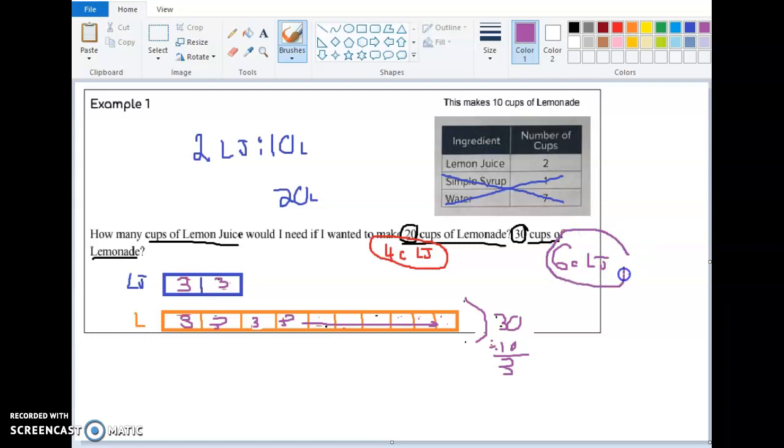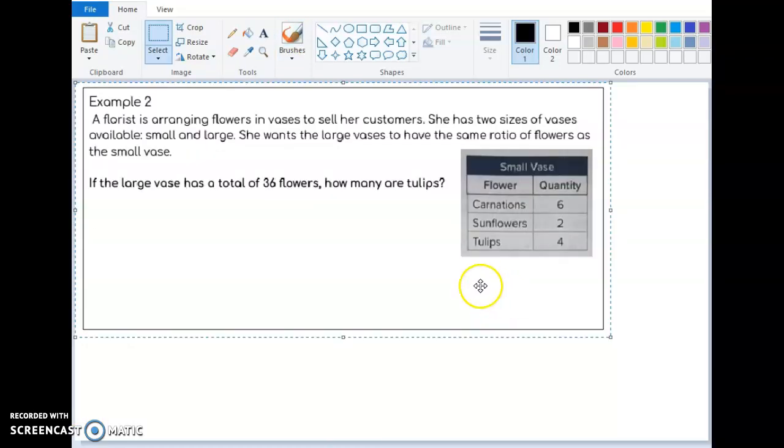Okay, let's go ahead and take a look at the next problem. Let's go ahead and read it, and you underline as you go what you think is important. A florist is arranging flowers in a vase to sell to her customers. She has 2 sizes of vases available, small and large. She wants the large vase to have the same ratios of flowers as the small vase.